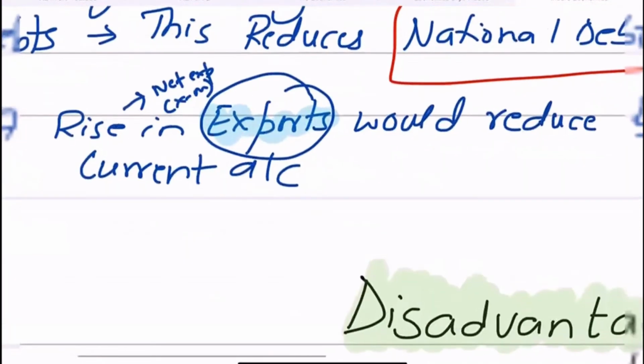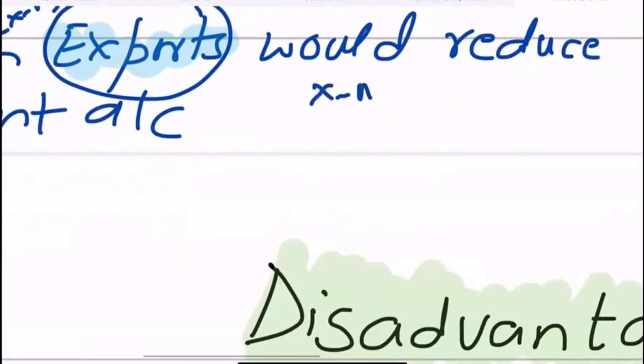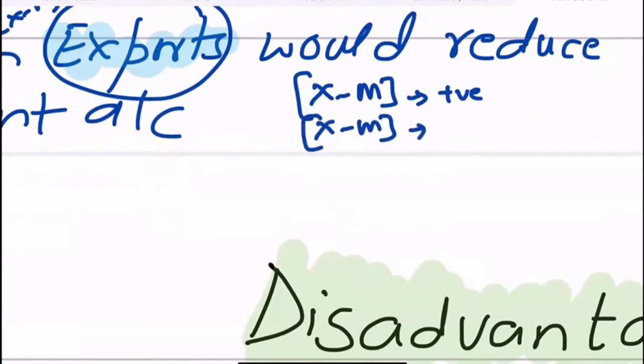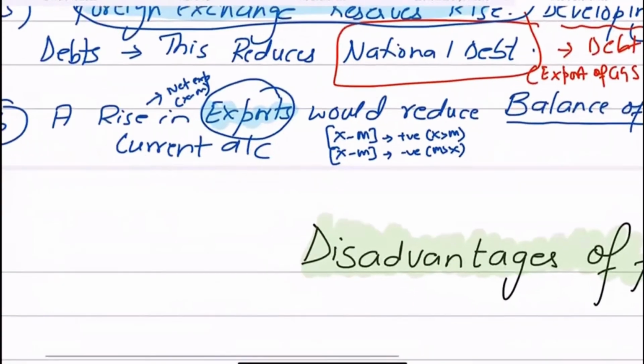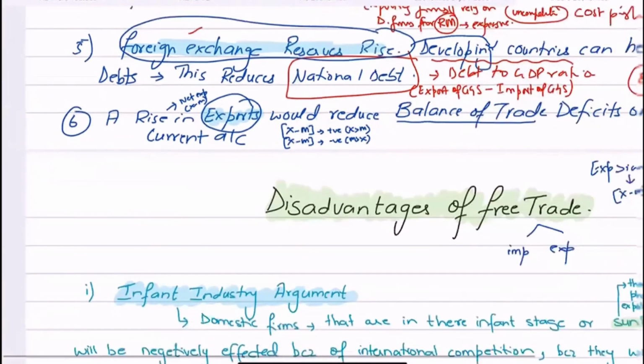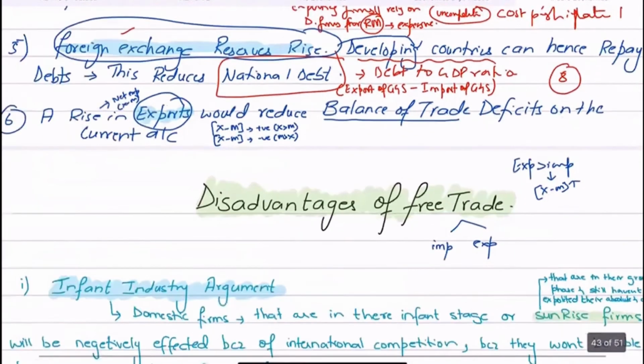So remember that if net exports are positive, it means exports were more than imports, right? If your net exports are negative, it means your imports are more than exports. So if your net exports go up, it would reduce the balance of trade deficit.